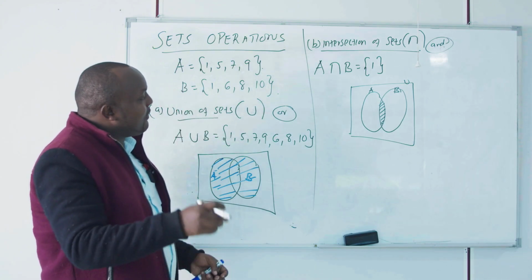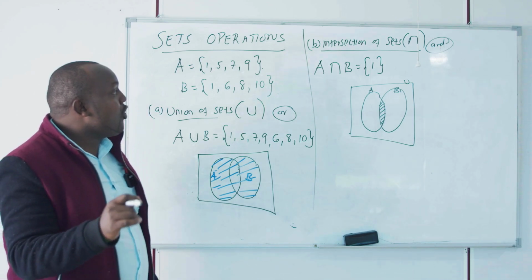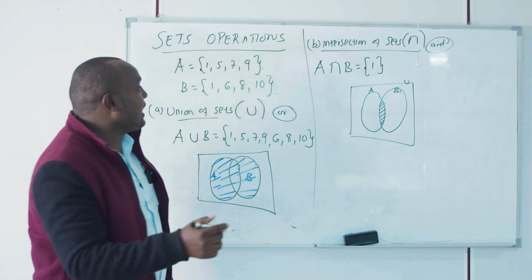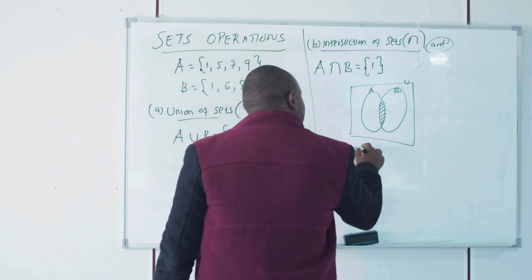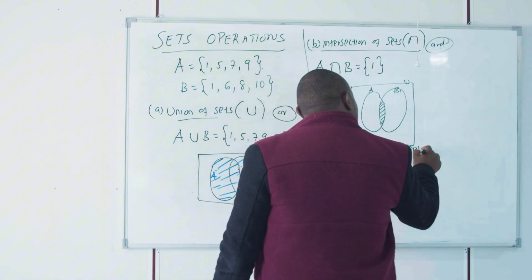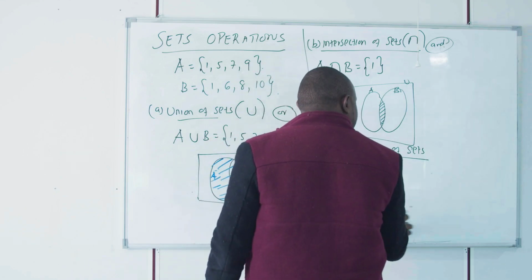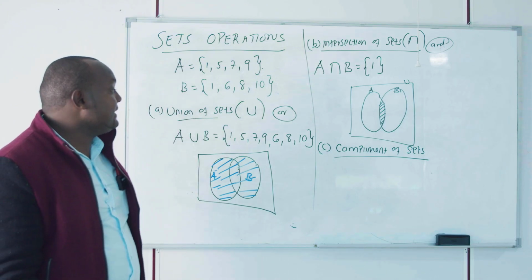Now let's look at the other one that is a bit different. We look at what we call complement. Maybe we can look at the third one. The operation is complement of a set. So when we are looking at a complement of a set.